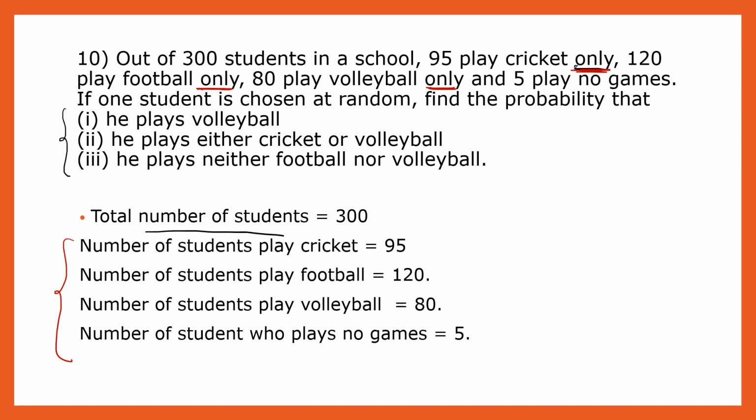The first question is, find the probability that a student out of these 300 students, the total possibilities, which is the total number of students, 300. Out of these 300, we are choosing one student at a time. We have to find out whether this one student we are choosing plays football, second, plays either cricket or volleyball, third, plays neither football nor volleyball. Let's go one by one.